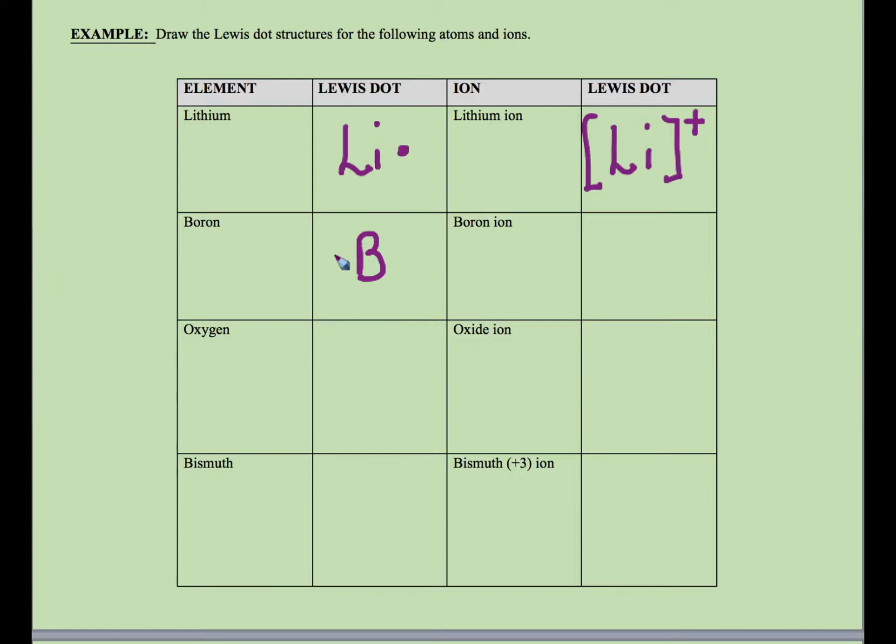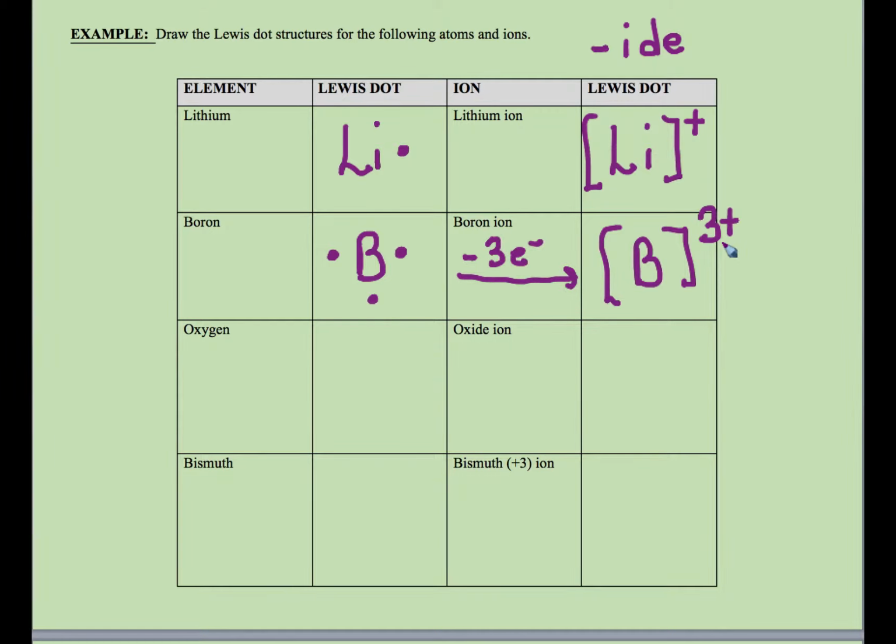So this is boron. It has 3. Now, I'm not making the boride ion. Negative ions end in IDE. This is just the boron. So I'm going to assume that we're losing 3 electrons here. If I lose 3 electrons, so from here to here, I've lost 3 electrons, it's less negative. It's positive.